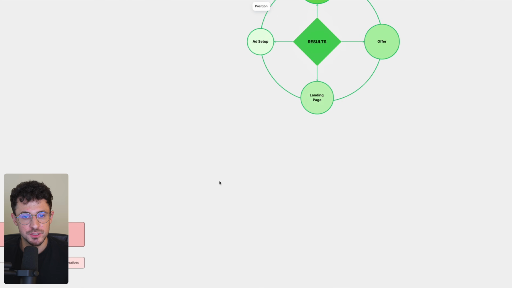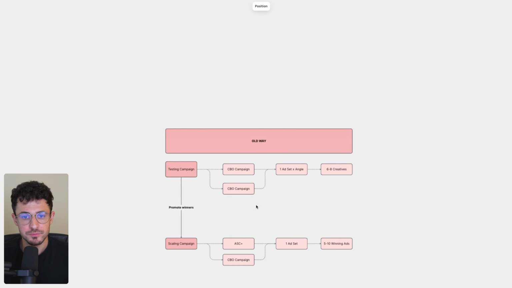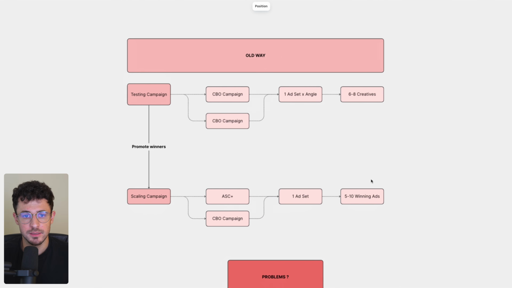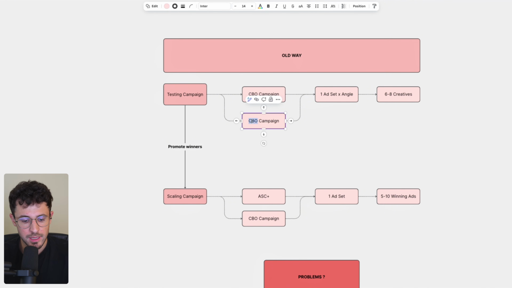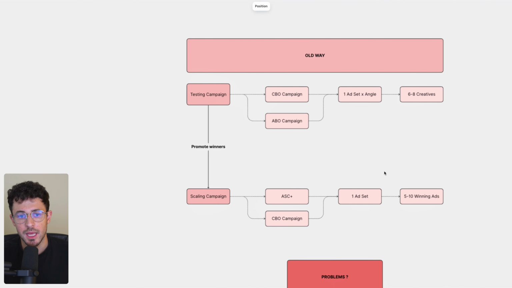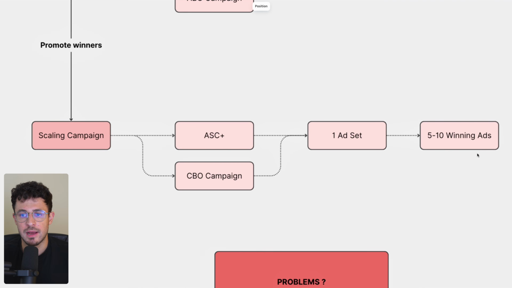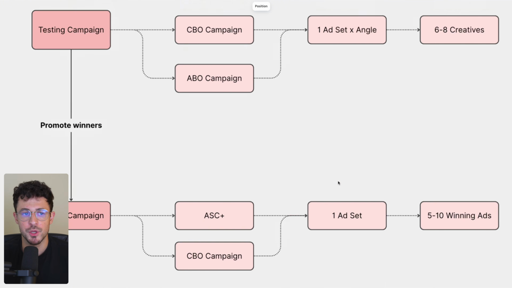Cool. So let's have a look and analyze the old way and why it's wrong. This is the classic old way. You're probably running a testing campaign, could be an ABO or a CBO campaign, and you probably have one ad set for each angle and 6 to 8 creatives inside. Then you promote the winners inside the scaling campaign, Advantage Shopping Plus or a CBO campaign, one ad set with 5 to 10 winners inside, you start scaling the ads, you refresh. Probably you're having this approach.